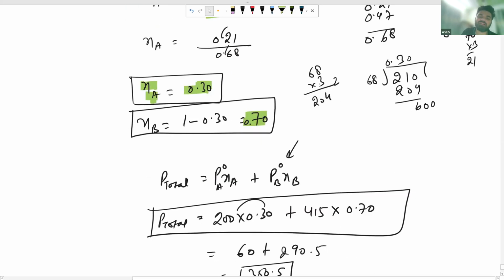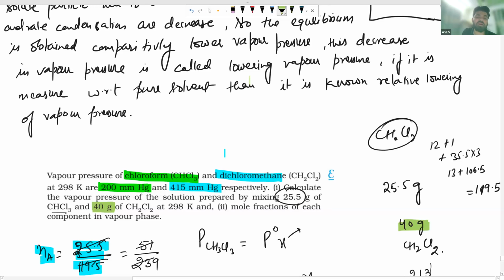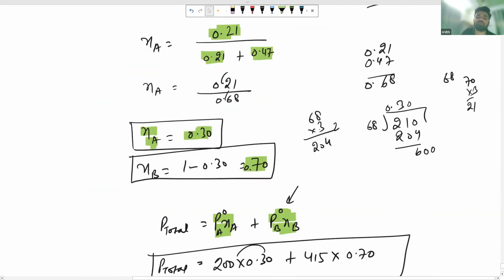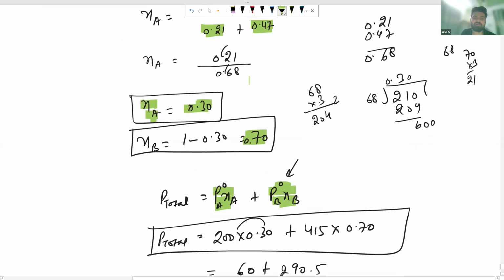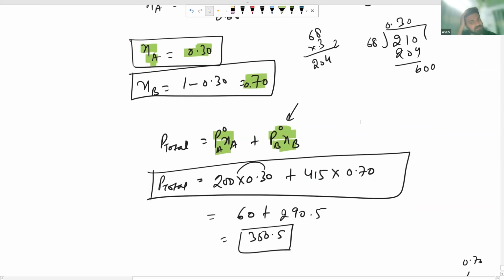Now you put the formula that P total equals P naught A into XA plus P naught B into XB. So what is P naught? P naught is the initial pure state pressure that is given to you, that is 200. So 200 into the mole fraction of A, that is 0.3 that you have calculated here. Then 415 is the pure state vapor pressure, and then you write 0.47. When you calculate this value, you will get 350 mmHg.